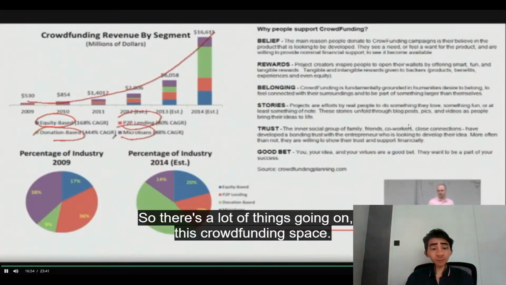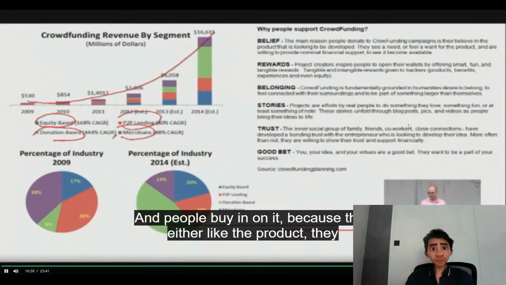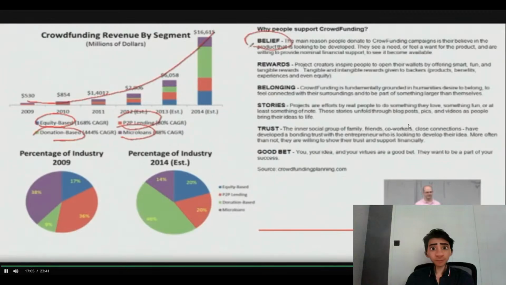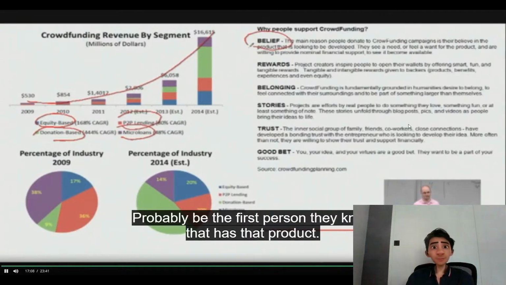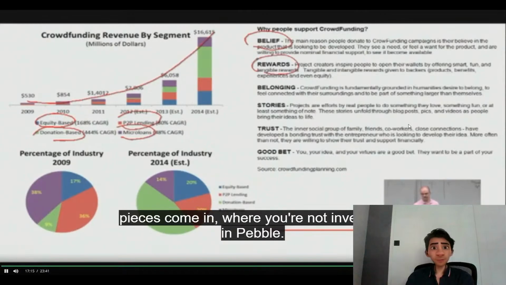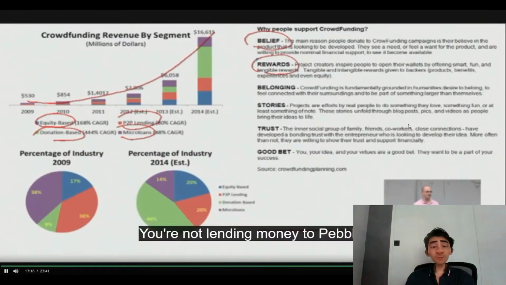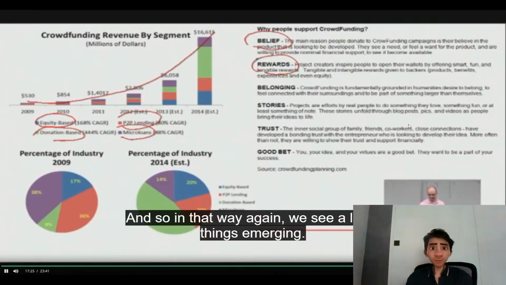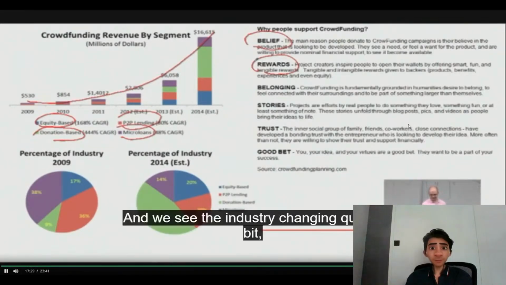So there's a lot of things going on in this crowdfunding space, and people buy in on it because they either like the product, they want to buy it, they believe in it, they want to put some money in, get the product at a discount, probably be the first person they know that has that product, but they're going to have to wait a little while. And again, that's where these tangible pieces come in, where you're not investing in Pebble, you're not lending money to Pebble, you're buying the product with Kickstarter and the campaign that they ran. And so in that way, we see a lot of things emerging, and we see the industry changing quite a bit just in a couple of years.